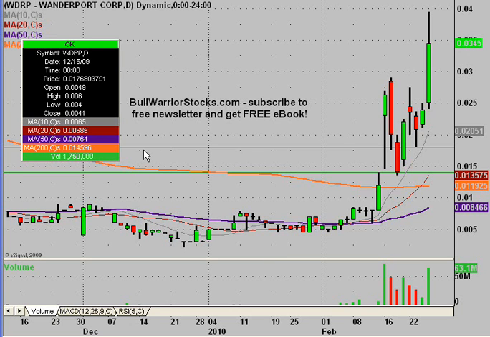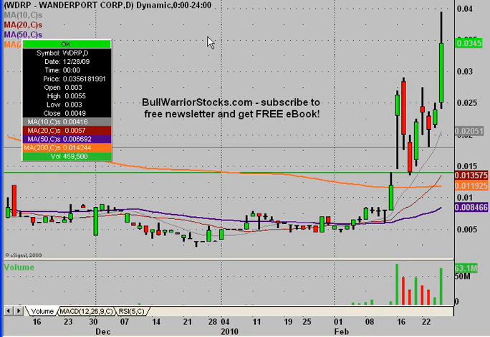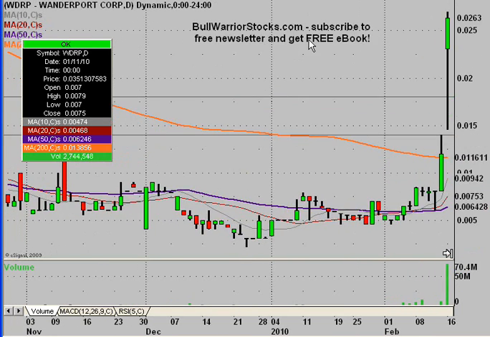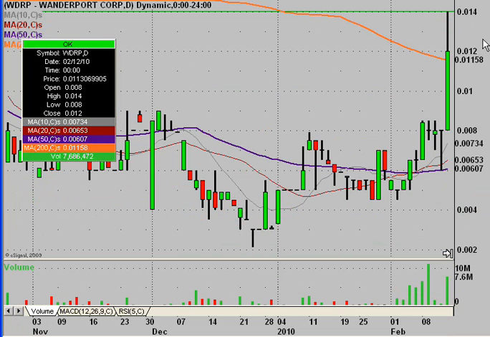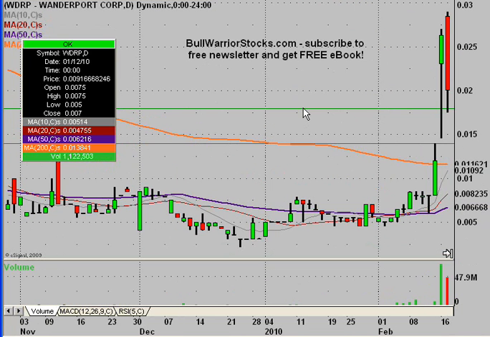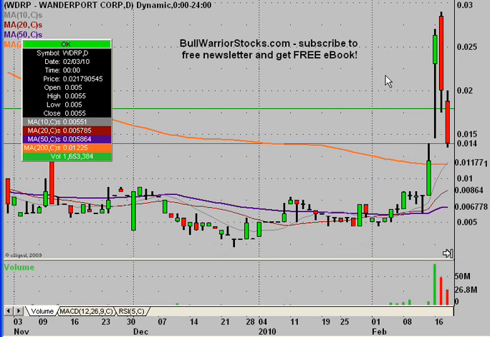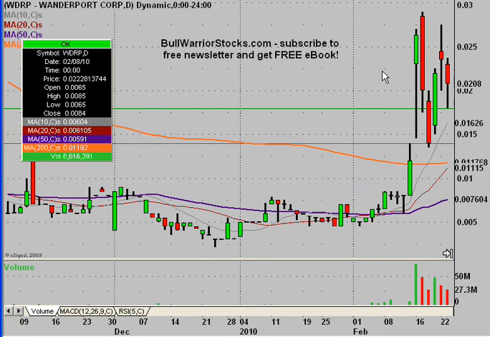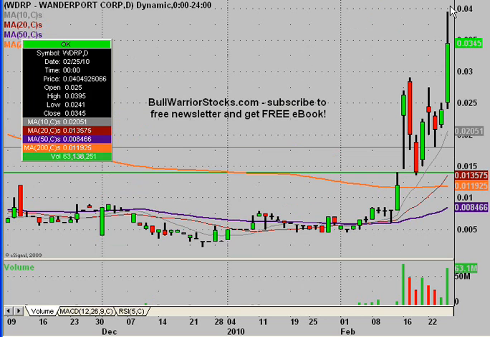Hey, this will be a video chart on WDRP, Wanderport Corporation. An absolute beast. Actually, I brought this to the newsletter when the chart looked like this. So right here at 0.012, had the big gap and pullback, a nice bounce, and then it came all the way back down here before bouncing again.